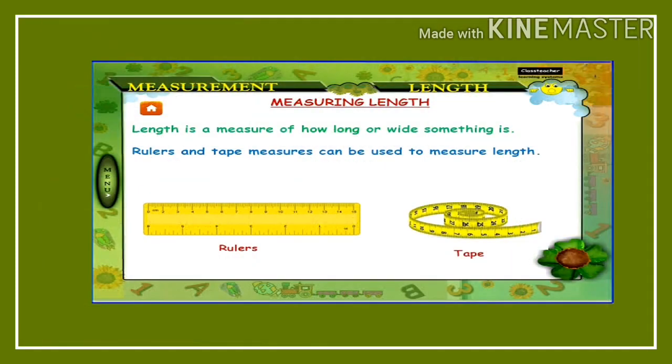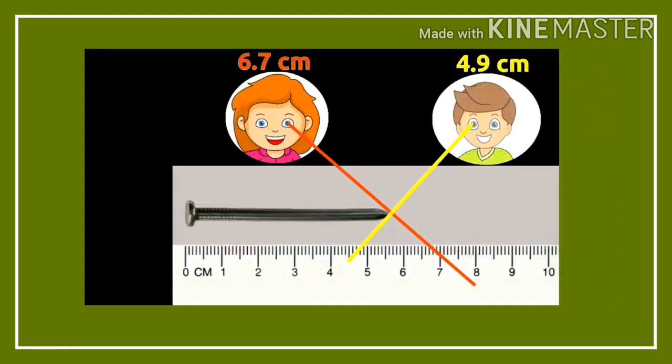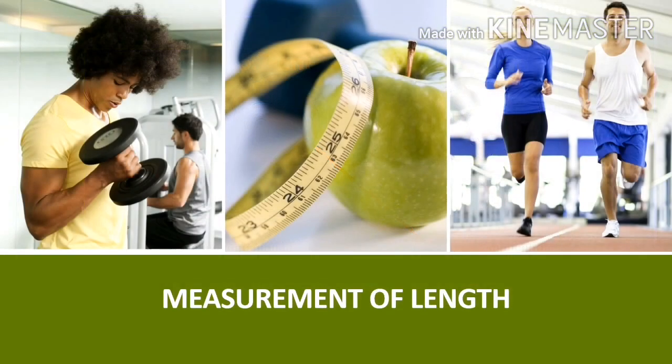You are very much thorough about length. What is length? Length is a measure of how long or wide something is. What are instruments used for measuring length? Rulers and measuring tape. Will you measure the length of an object using scale? Perfect. You have to place your eye vertically above the point where the measurement is to be taken. Today, we are going to learn about measurement of length using scale, thread and divider.